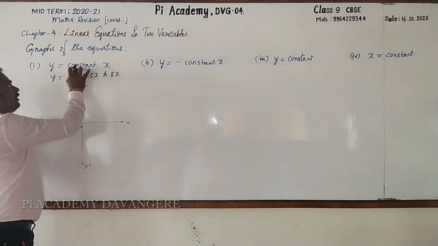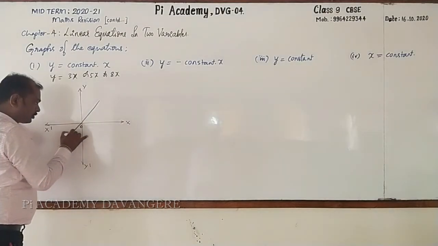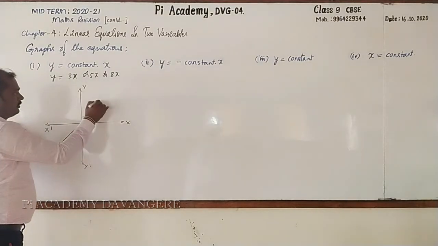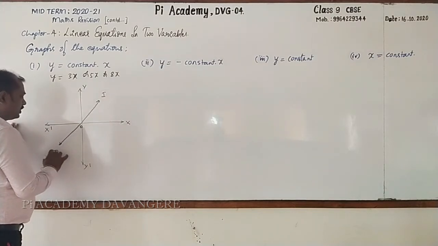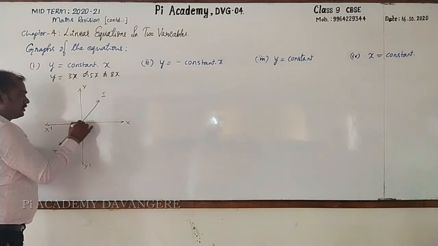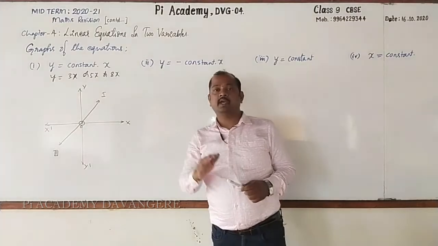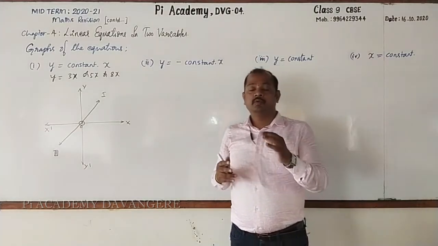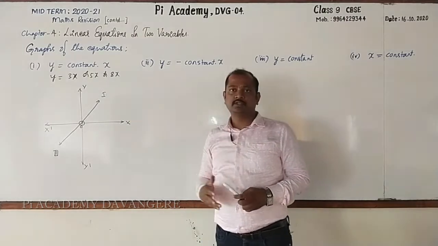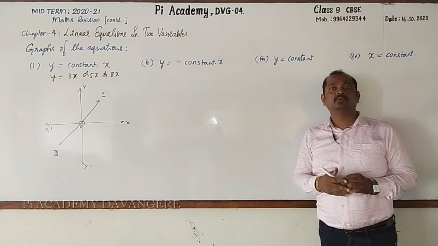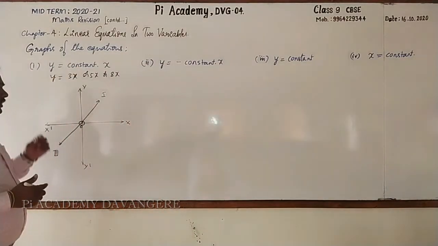Hence the graph of y equal to constant into x passes through the origin, through first and third quadrants. Remember this. Can be asked in the examination. Which of the following graphs will pass through the origin? Like this, y equal to constant into x, then y equal to x plus 2, or x plus y equal to minus 10, and so on. Like this it can be given.